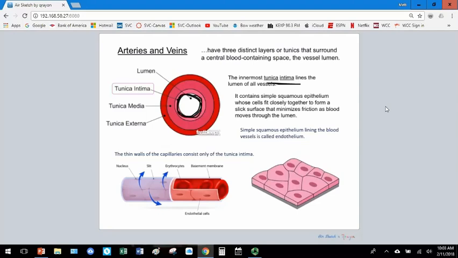And what the tunica intima does is it contains a single layer of simple squamous epithelium. So here's your simple squamous epithelium. The cells fit tight together, and they form a slick surface that minimizes friction as blood is going through the lumen here. And actually, when we get down to the capillary level, all capillaries are is the tunica intima. The only thing they are is this thin layer of simple squamous cells.